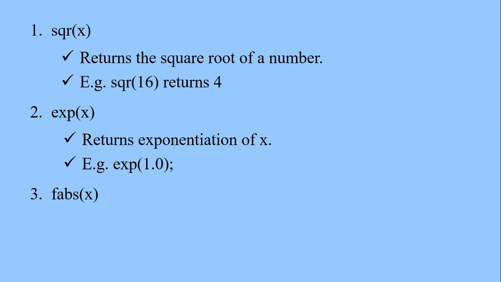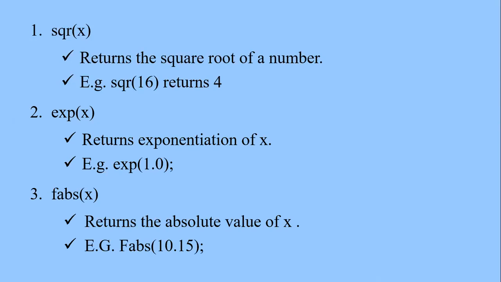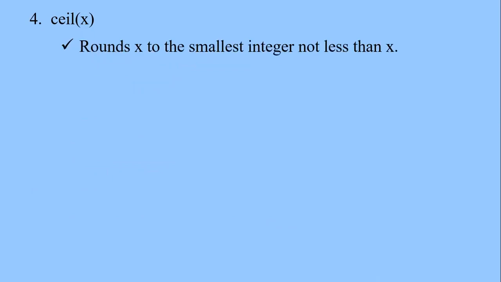Then we have fabs x. It returns the absolute value of x or the absolute value of the variable you assign to it. For example, fabs 10.15. Then we have seal. It rounds the value you have assigned to it as x to the smallest integer not less than x. For example, seal 9.2 returns 10. So in other words, it rounds up.